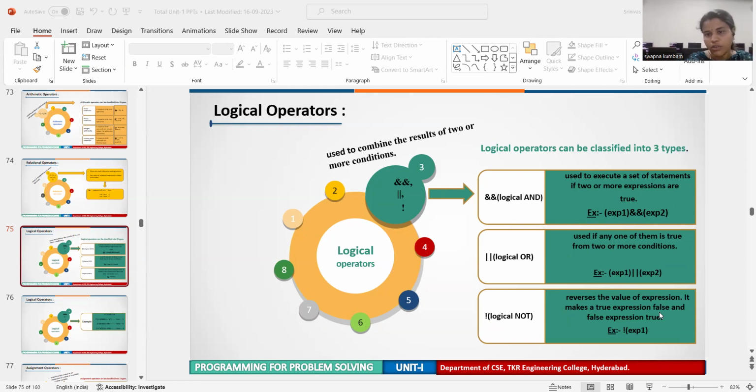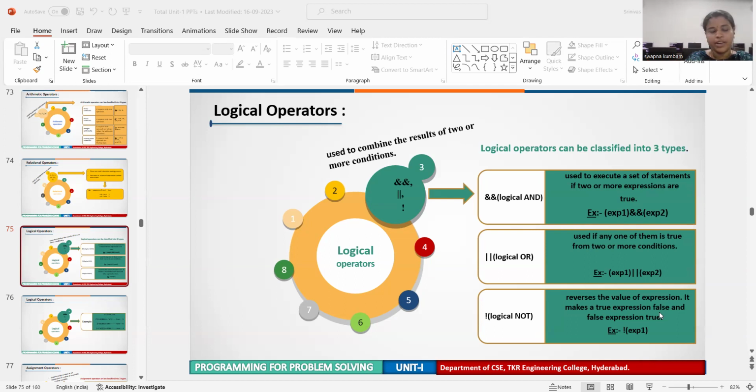So if it is not Y, I need to consider 0, 1 and 0, 1 as the values of Y. So what will it become? 1, 0, 1, 0, you'll get. For 0, you'll get 1 here. So these are the logical operators that we have in the C language.